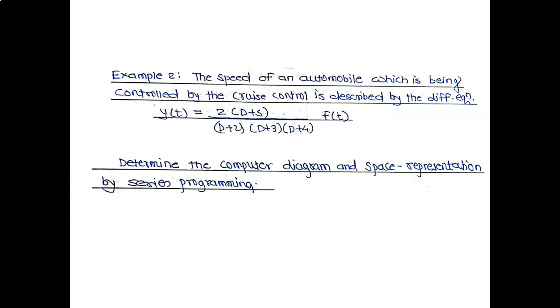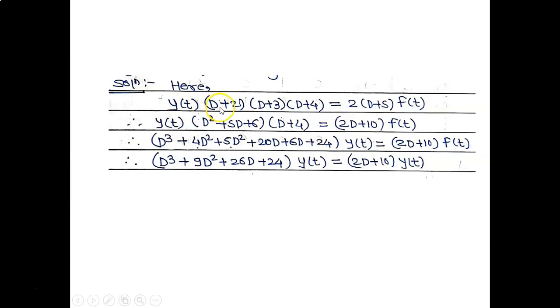Now second example: the speed of an automobile which is being controlled by the cruise control is described by the differential equation y(t) is equal to 2 into (D plus 5) divided by (D plus 2) into (D plus 3) into (D plus 4) into f(t). Determine the computer diagram and state space representation by series programming. Therefore here y(t) into (D plus 2) into (D plus 3) into (D plus 4) is equal to 2 into (D plus 5) into f(t). Therefore y(t) into (D square plus 5D plus 6) into (D plus 4) is equal to (2D plus 10) into f(t).